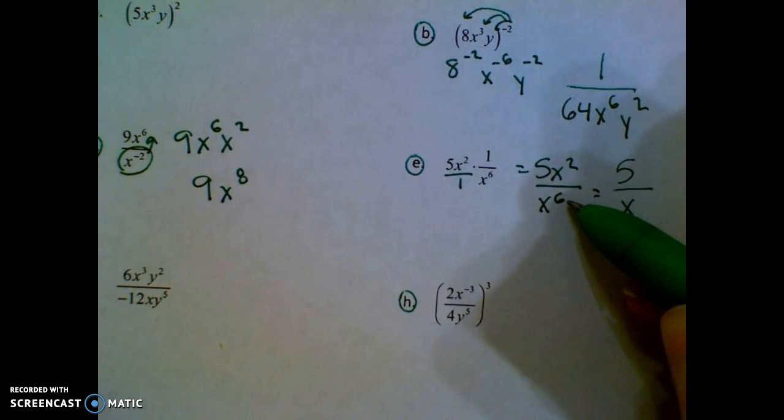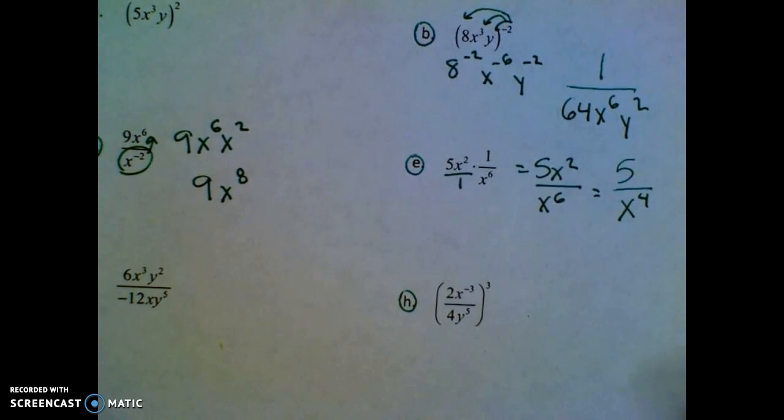I'm just going to subtract. 6 minus 2 is 4. And you're done.